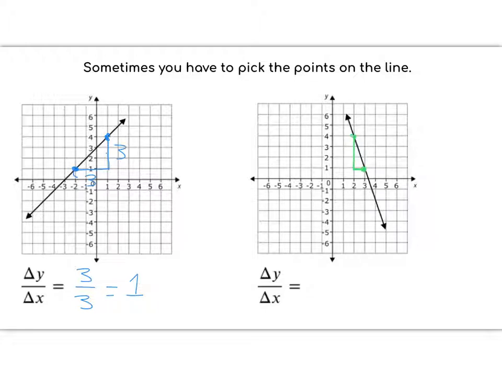This line has what kind of slope? It's going down from left to right. So this line has negative slope. I count my vertical change, 1, 2, 3. My vertical change is 3. My horizontal change is 1, negative 3 over 1. This has a slope of negative 3.